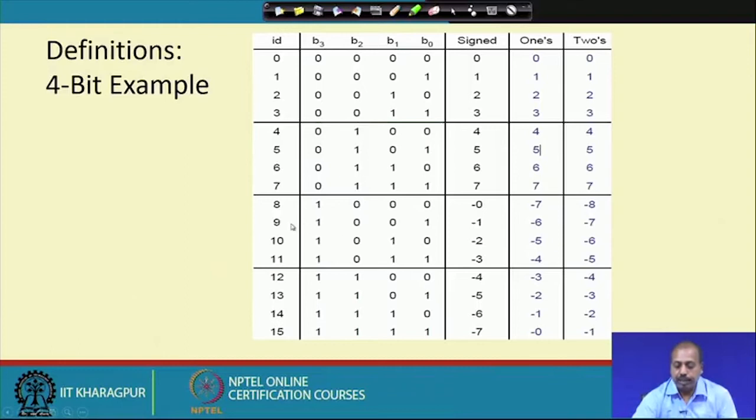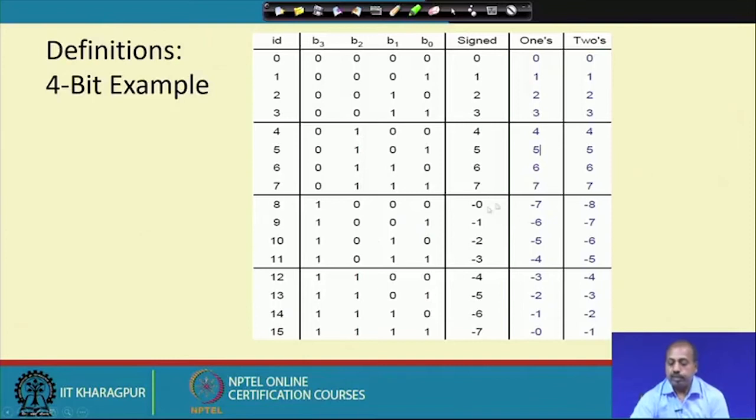Similarly, 9 in the signed representation is minus 1, because these 3 bits represent 1 and the sign bit is 1. Similarly, this one is minus 2, this is minus 3, like that. In 1's complement form, 1 0 0 0 is 15 minus x. So, 15 minus 8 is 7, and that is a negative number, so it is minus 7. 15 minus 9 is 6, so that is minus 6.